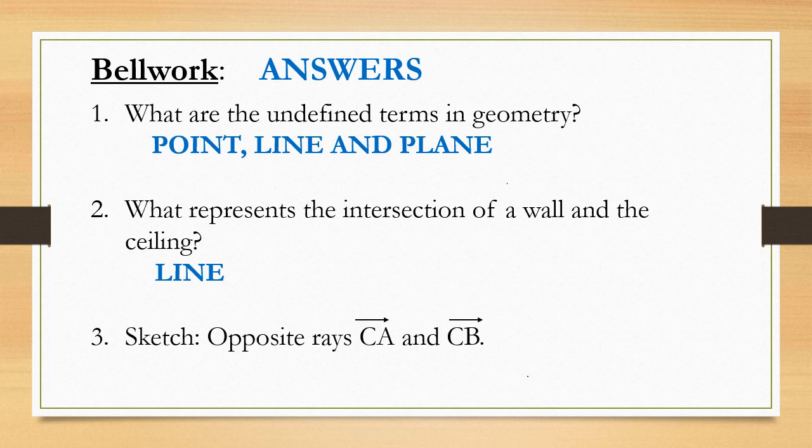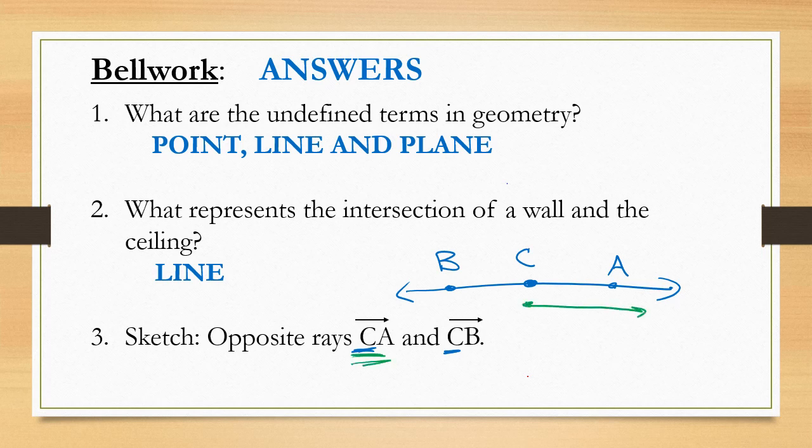And then we want to sketch opposite rays CA and CB. So if you look at what they have in common, they both have a common endpoint. So if we say, all right, here's point C, we can put point A over here, and we can put point B over here. So ray CA starts here and goes this way. And ray CB starts here and goes this way. Because they have that endpoint in common, those are considered to be opposite rays.